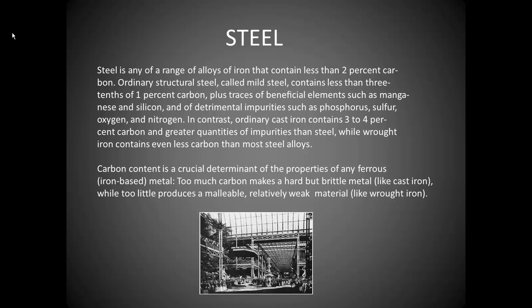Plus traces of beneficial elements such as manganese and silicon, and of detrimental impurities such as phosphorus, sulfur, oxygen, and nitrogen. In contrast, ordinary cast iron contains 3 to 4% carbon and greater quantities of impurities than steel, while wrought iron contains less carbon than most steel alloys. The difference between basic iron and wrought iron is the fact that wrought iron is actually hammered to release some of those impurities and make it a little more flexible.